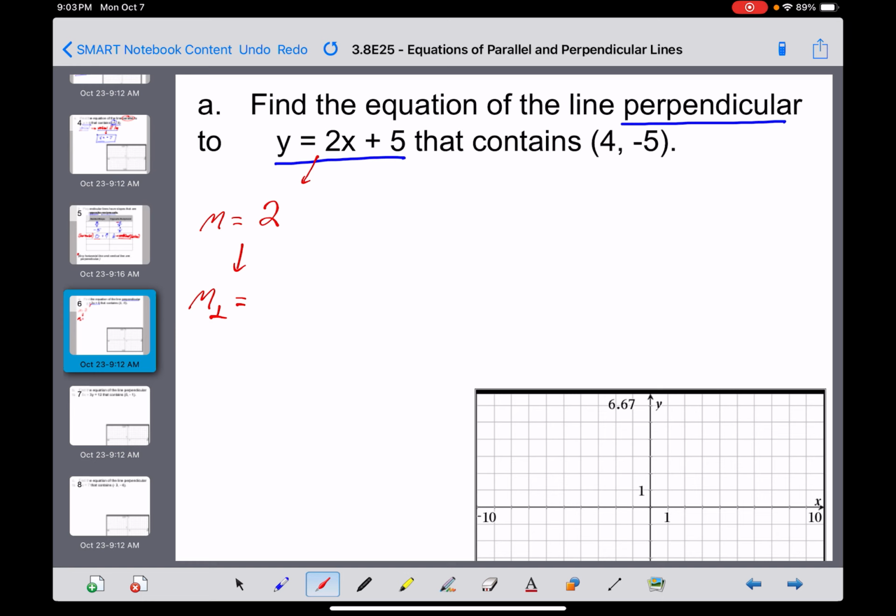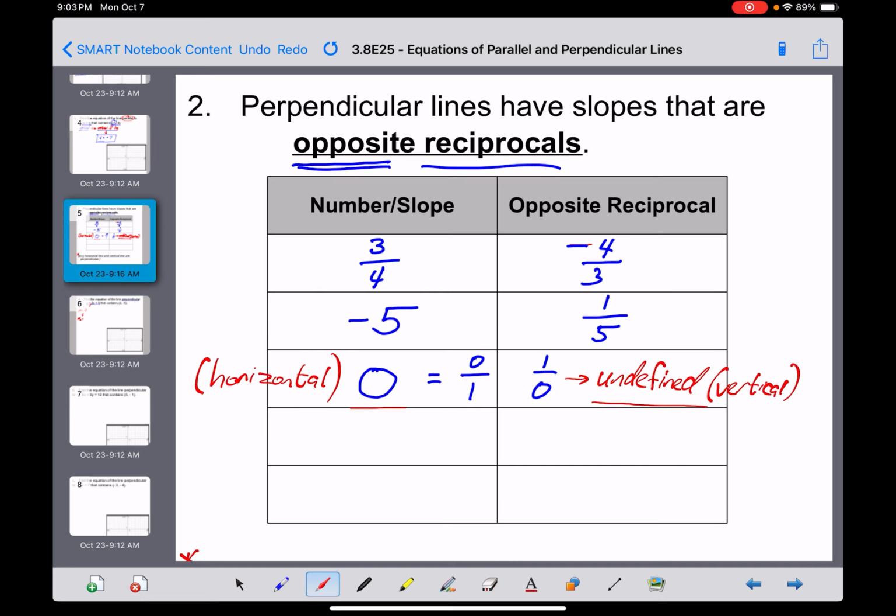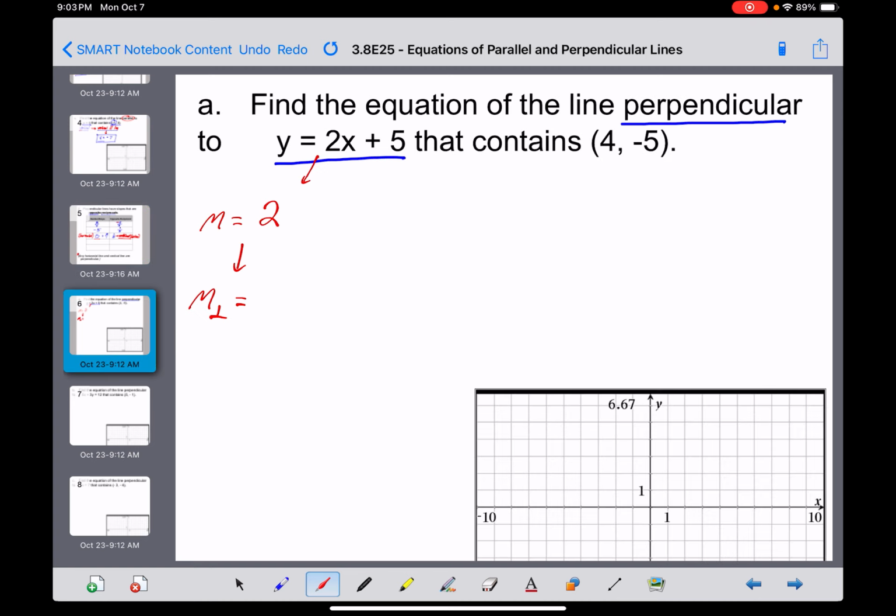So let's go back to what we just said, everybody. Perpendicular lines have slopes that are opposite reciprocals. So we would now need the opposite reciprocal of 2. Okay, remember that 2 is 2/1, so the reciprocal of that would be 1/2. And since the 2 was positive, this perpendicular slope would have to be negative. So, without doing a whole lot of work there, guys, we just found the slope of any line perpendicular to y equals 2x plus 5.